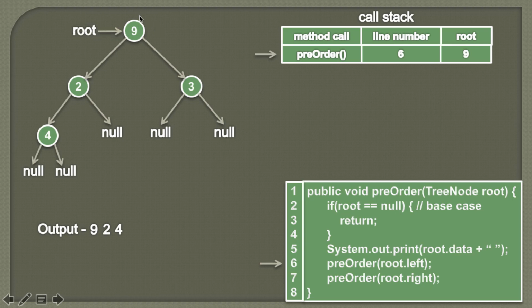So friends, for the root 9, we have processed the left subtree completely. Now it's time to process the right subtree. Therefore, we start the execution from line number 6. And here we know that we will again call the pre-order method, and this time we'll pass root's right, which is the node 3. As we are leaving this pre-order method, we'll keep track of the line number. So now pre-order will be called with the root pointing to the node 3.